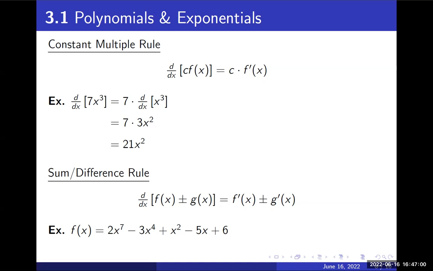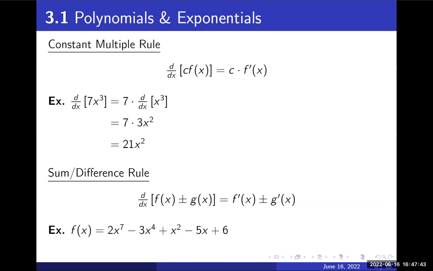Okay, with these, we're all set to do full-on polynomials. Now that we know the power rule, the constant multiple rule, and the sum and difference rules, that's all we need for things like what you see right there. f of x equals 2x to the 7th minus 3x to the 4th plus x squared minus 5x plus 6. Let's do this derivative one at a time. Just think about that polynomial. We're going to be able to get an answer without any other steps. We can just go straight to it.